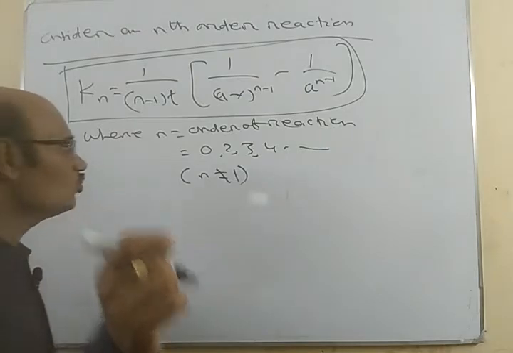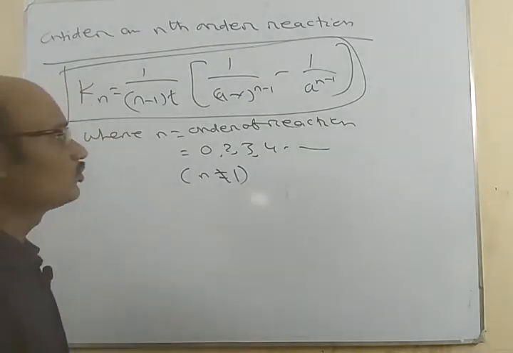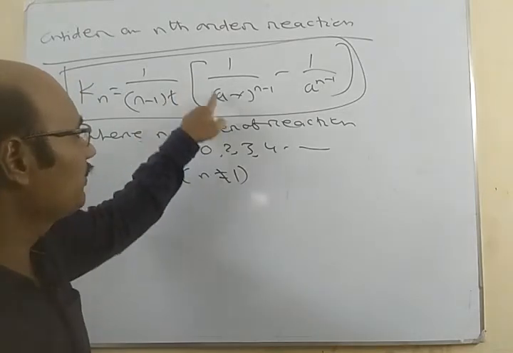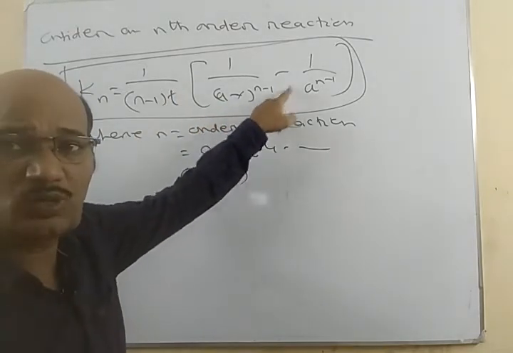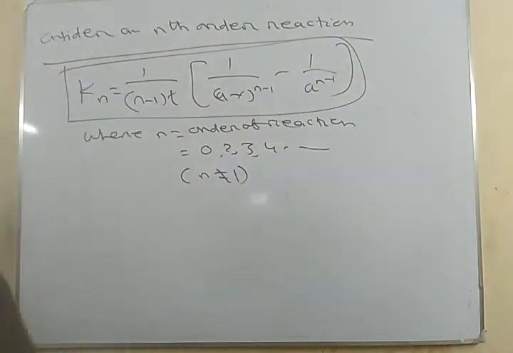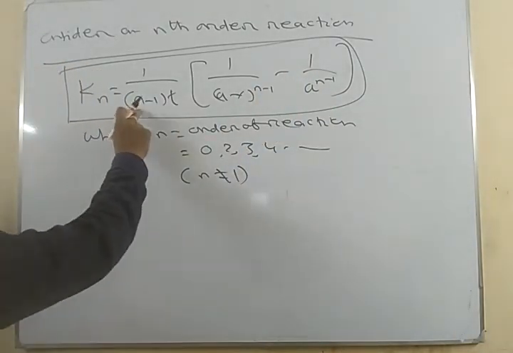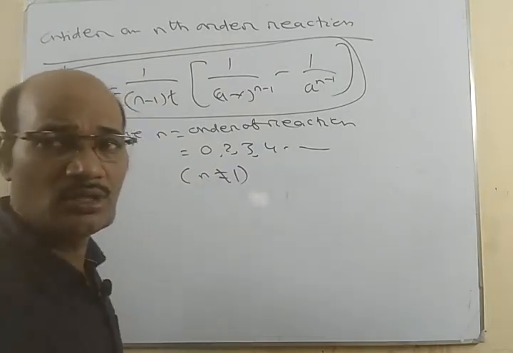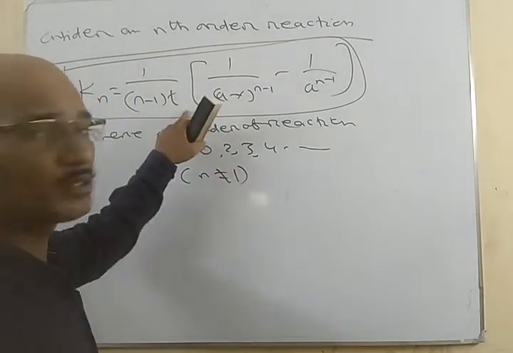If n is not equal to 1, then k equals 1 by n minus 1 into t into 1 by a minus x power n minus 1 minus 1 by a power n minus 1. Okay. So this formula we can also test for the zero order reaction. You can take it for second order reaction or any order reaction. You can take this formula.